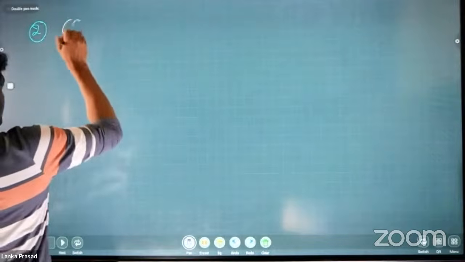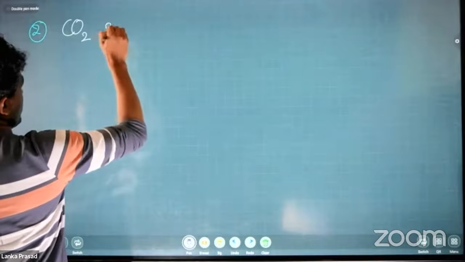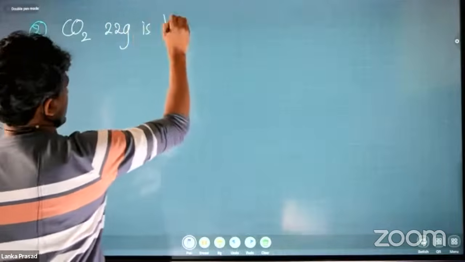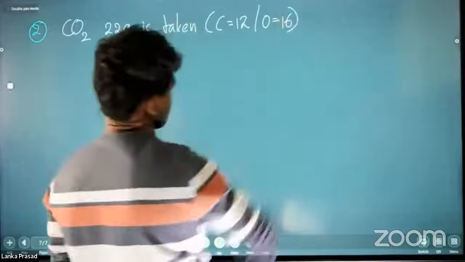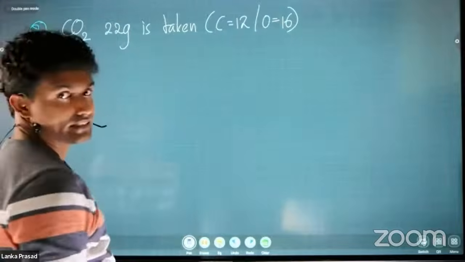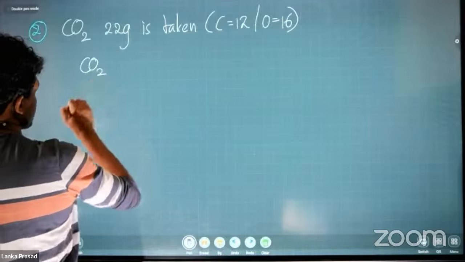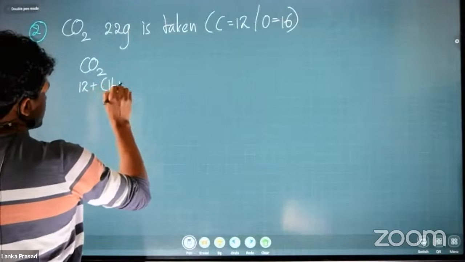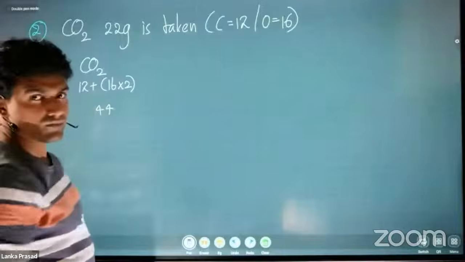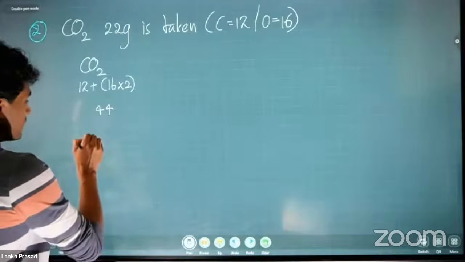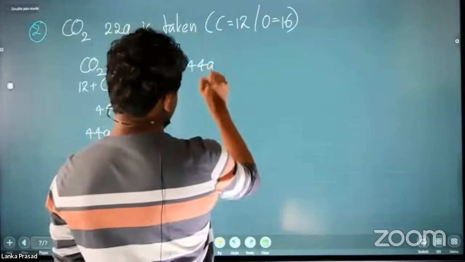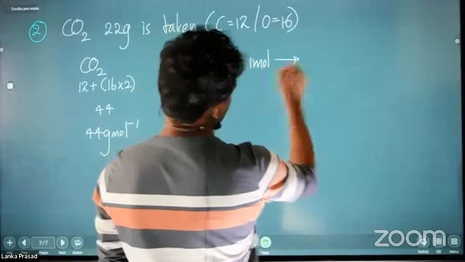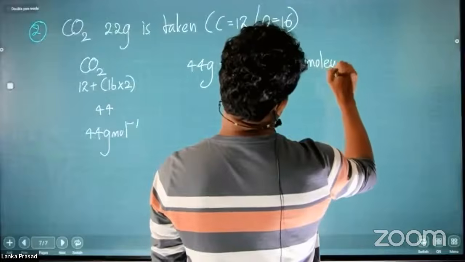Okay, another one. Second, carbon dioxide. 22 gram is taken. 1 carbon is 12. 1 oxygen is 16. First of all, you have to find the molar mass of that. Carbon dioxide: 1 carbon is 12, 1 oxygen is 16 times 2. So you got 44. That means molar mass is 44 gram per mole. The meaning of that is, when you take 44 gram, that one contains 1 mole, that is, how many molecules?